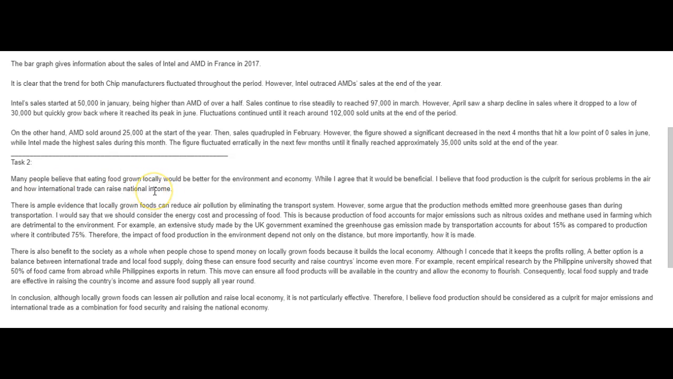All right, interesting. There is ample evidence that locally grown foods can reduce air pollution by eliminating the transport system. However, some argue that the production methods emit more greenhouse gases than during transportation. Okay, I would say that we should consider the energy cost and processing of food. This is because production of food accounts for major emissions such as nitrous oxides and methane used in farming, which are detrimental to the environment.